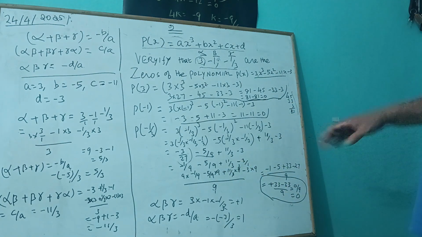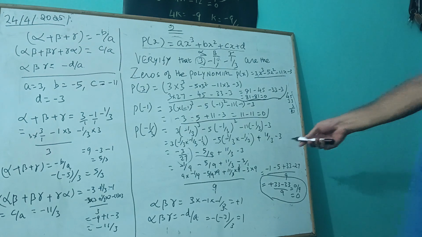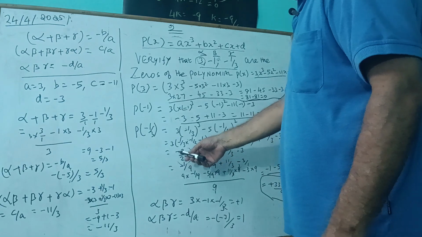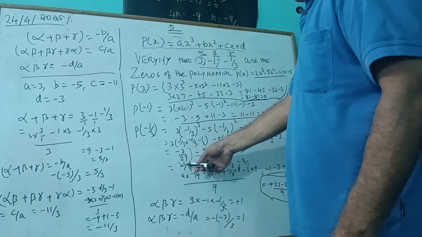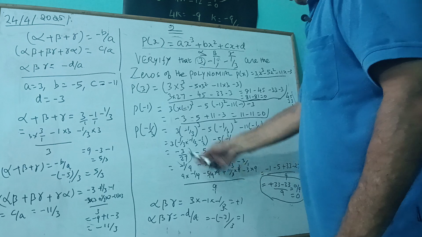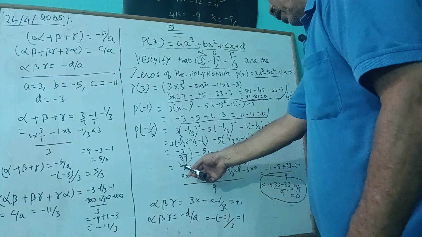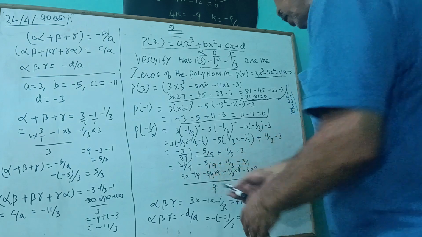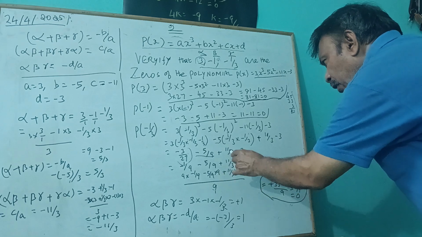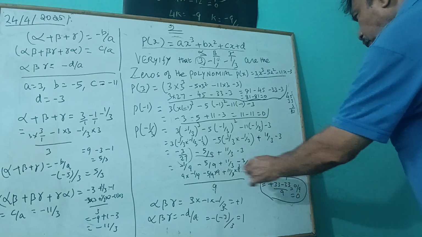Actually, you need not write this once you start developing the skill. Now, each fraction you have to multiply by 9, this LCM. So 9 into minus 1 by 9, again minus 5 by 9 into 9, again 11 by 3 into 9, minus 3 into 9. Like that it goes.